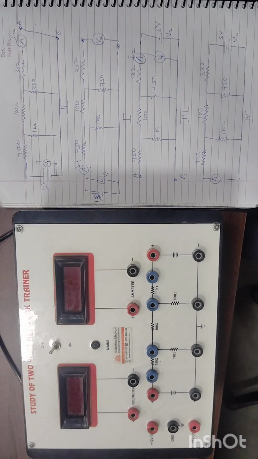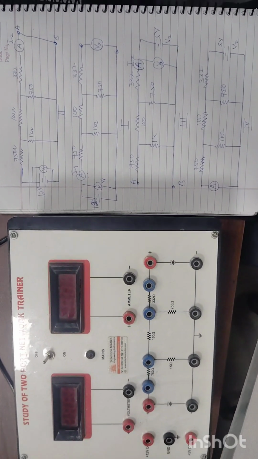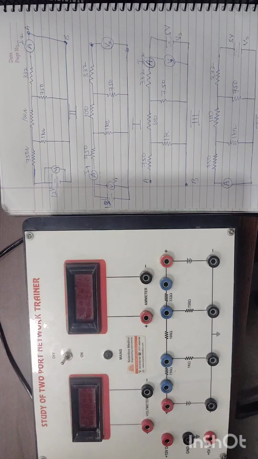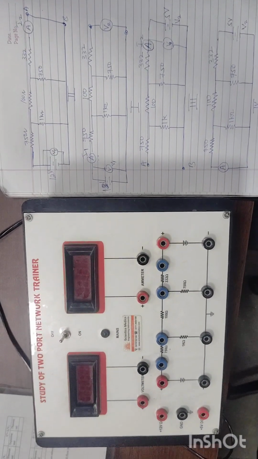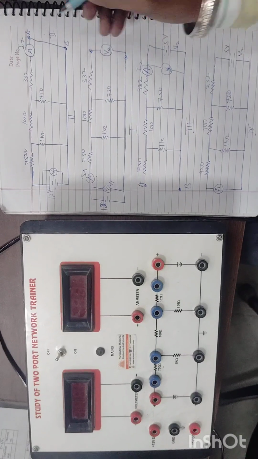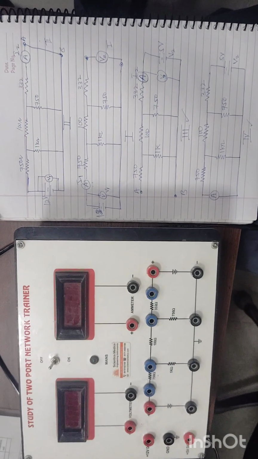So hello everyone, today we are going to perform an experiment to determine the ABCD parameters of a two-port network. For this experiment we need to observe four cases. The four cases are shown in this picture. This is case number two, this is case number one, this is case number three, and this is case number four.